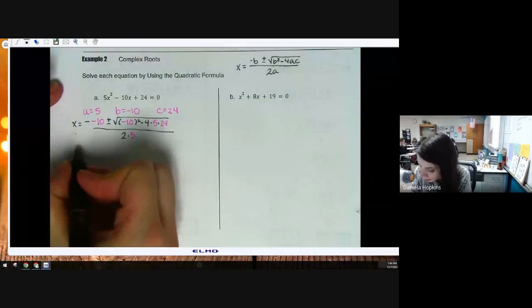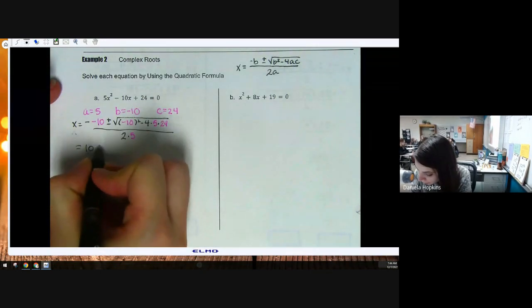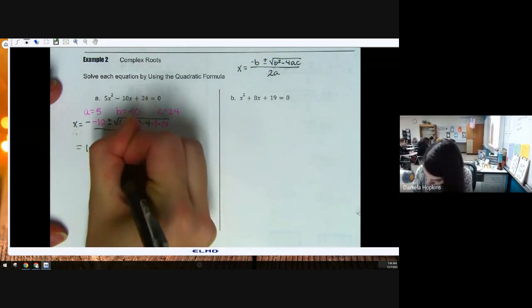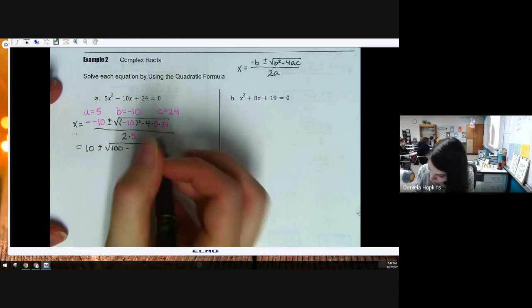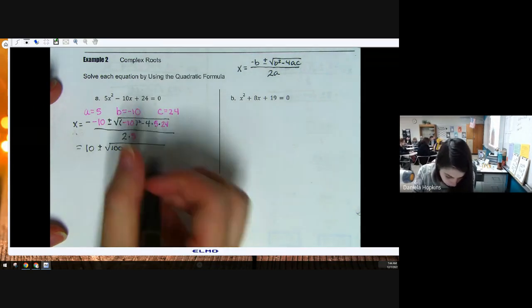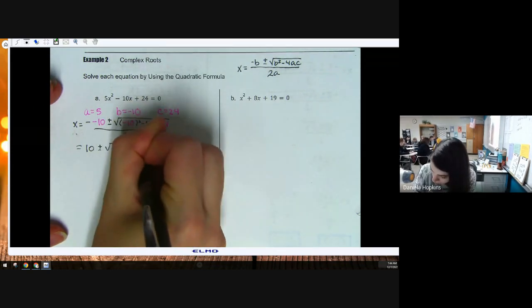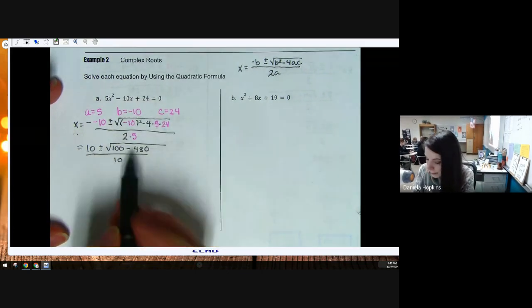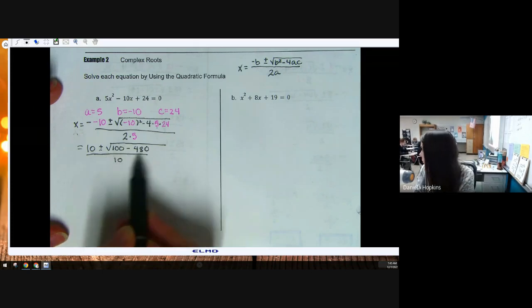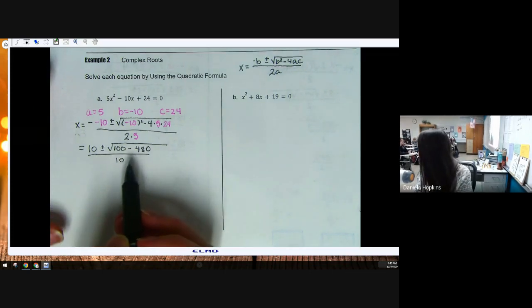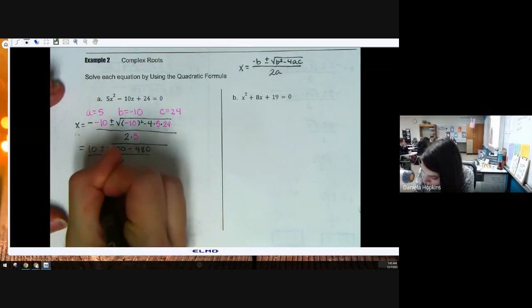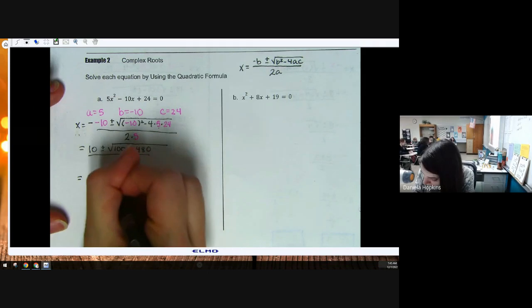One point. All right. So I'd have a positive 10 plus or minus the square root of what's negative 10 squared? 100. And then this would end up being minus 4 times 5 is 20 times 24 ends up being 480. So do you guys see what's going to happen inside that square root? Yeah, you're going to have a negative. This is where you get those complex roots. It's nothing too crazy from what we've been doing, but we're going to have an i floating around. So I'll have 10 plus or minus the square root of negative 380 all over 10.